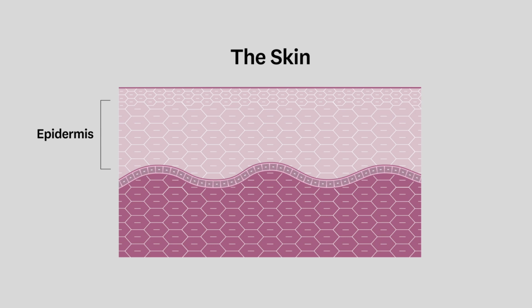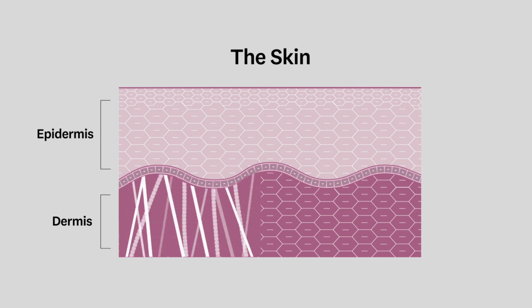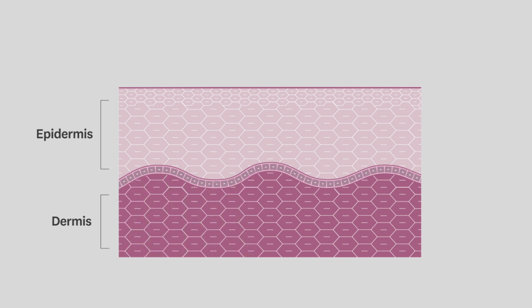The skin is comprised of 2 key layers. The epidermis is the skin's outermost layer, acting as a barrier, and the dermis layer is deeper in the skin, composed of collagen and elastin tissue, supporting the epidermis and helping skin thrive.